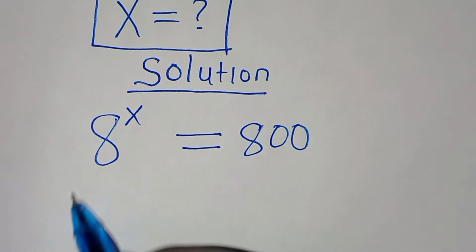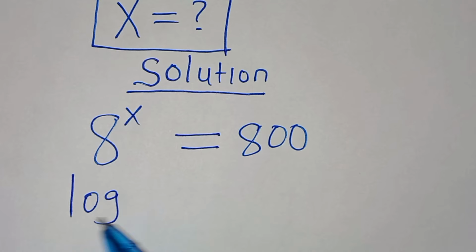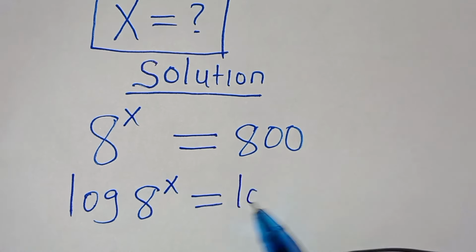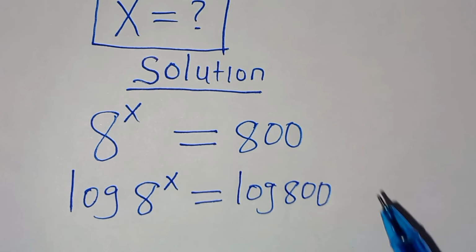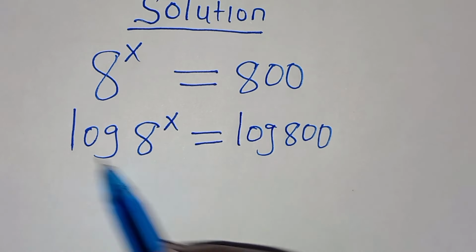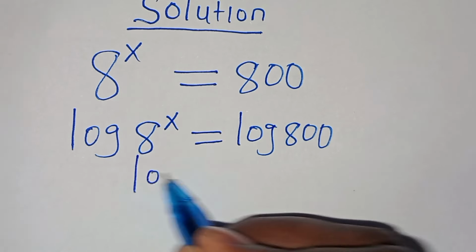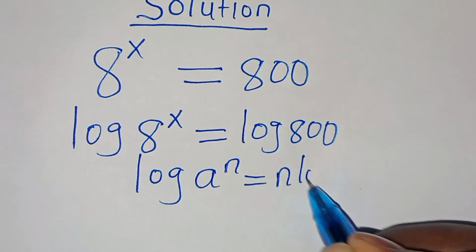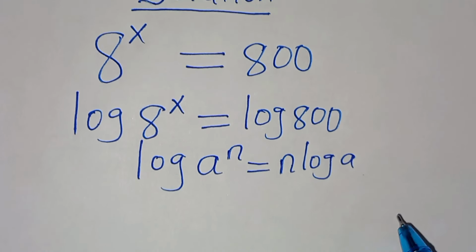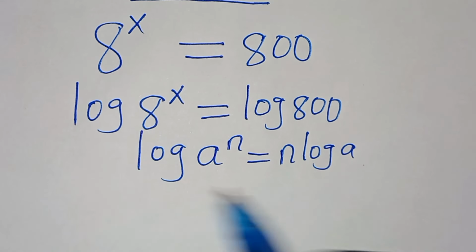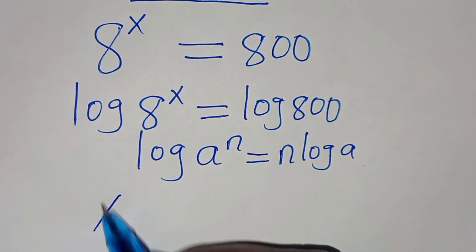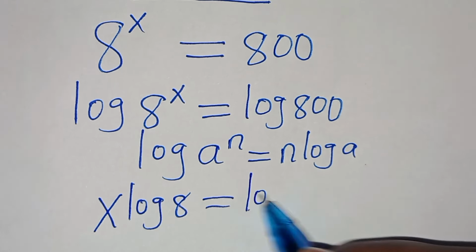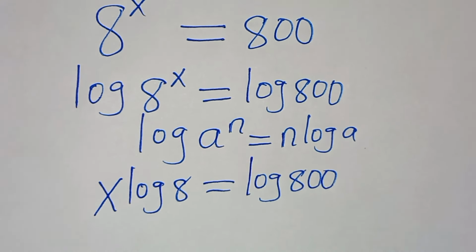To solve for x, we introduce logarithm on both sides so that we have log 8 to the power of x. This is equal to log 800. Log 8 to the power of x is in the form of log a to the power of n, which we can express as n log a. Applying this logarithm property, log 8 to the power of x becomes x log 8. This is equal to log 800.